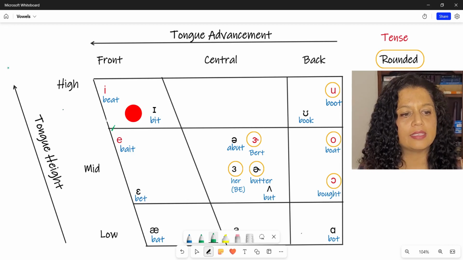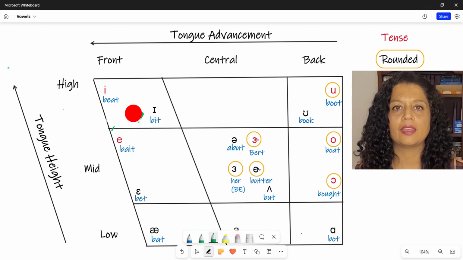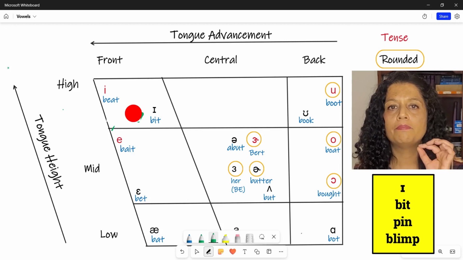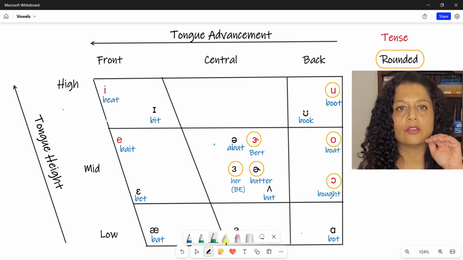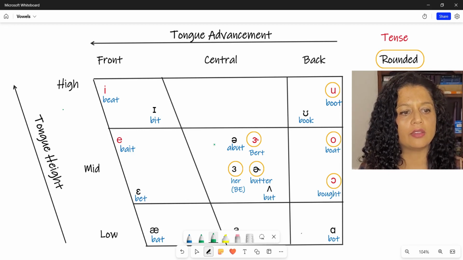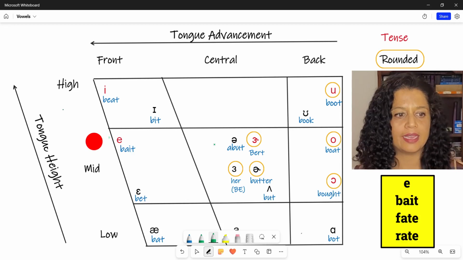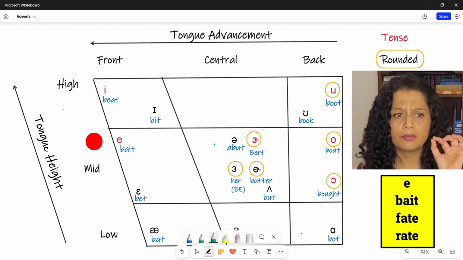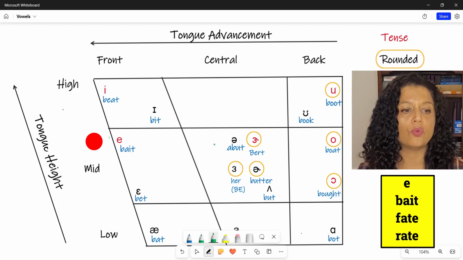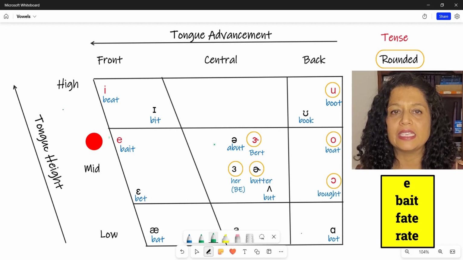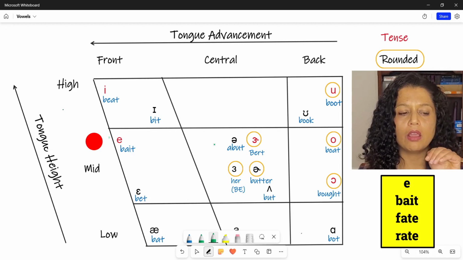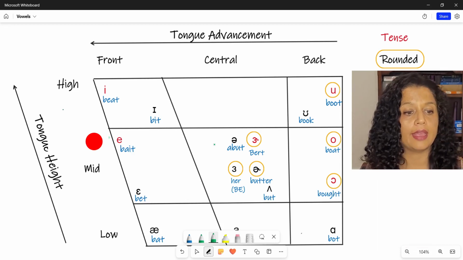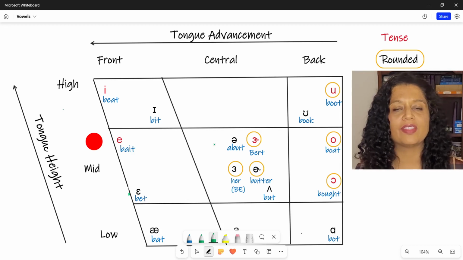The next one is this sound here, eh, bit, pin, lip, mini. Now we're down to the middle of our mouth in terms of tongue height. We are going to talk about the A sound. Don't be confused. It's the letter E, but in the phonetic alphabet, that is the A sound, as in the word bait, mate, fate, rate, A. So we're in the middle of our mouth in terms of tongue height now. A little lower down, we have the eh.